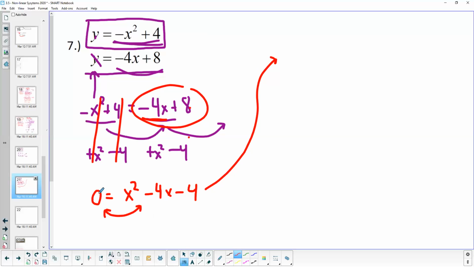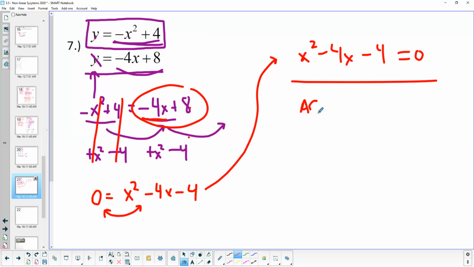You're allowed to do that with an equation. I'm just going to move the 0 to the right side. And then I get x squared minus 4x minus 4 on the left. And then we're right back to where we were. Your two methods are the AC method, which I think will work very well here because you have a 1 out in front of your x squared, or the quadratic formula would also work nicely.